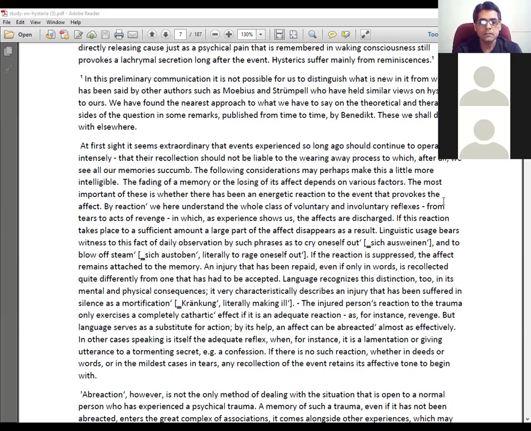In other cases, speaking is itself the adequate reflex when, for instance, it is a lamentation or giving utterance to a tormenting secret, for instance, a confession. If there is no such reaction, whether in deeds or words, or in the mildest cases in tears, any recollection of the event retains its affective tone to begin with. Yeah, like we discussed.